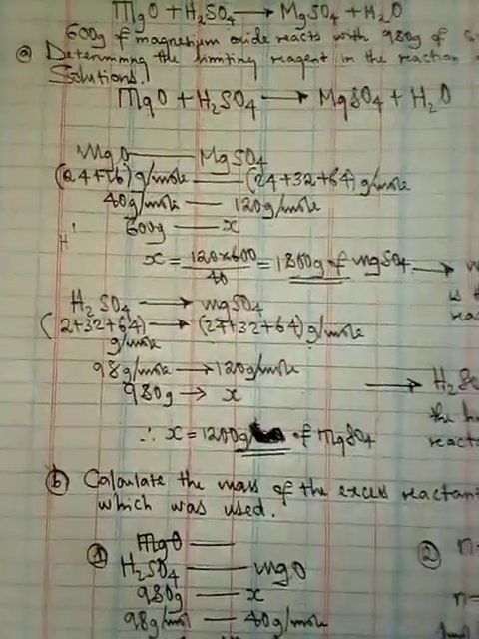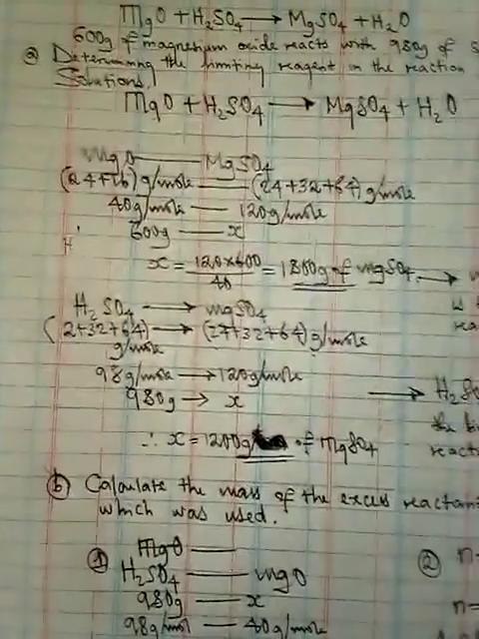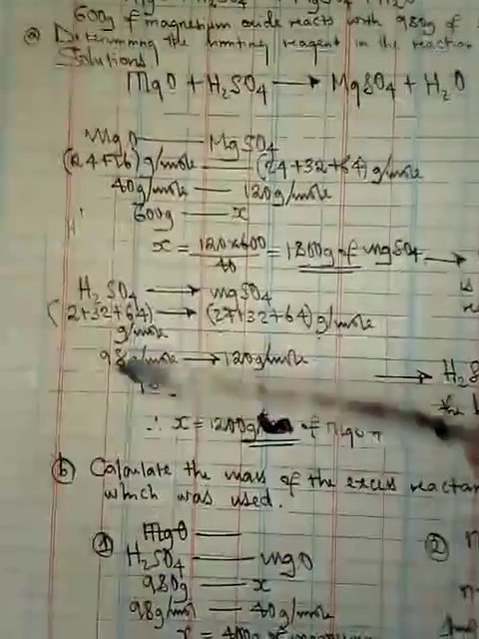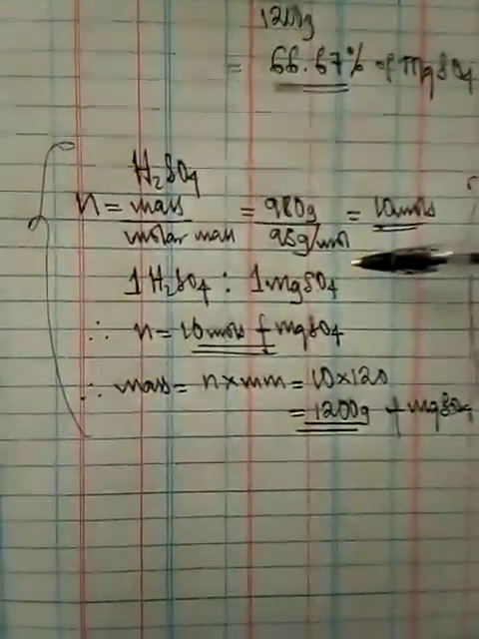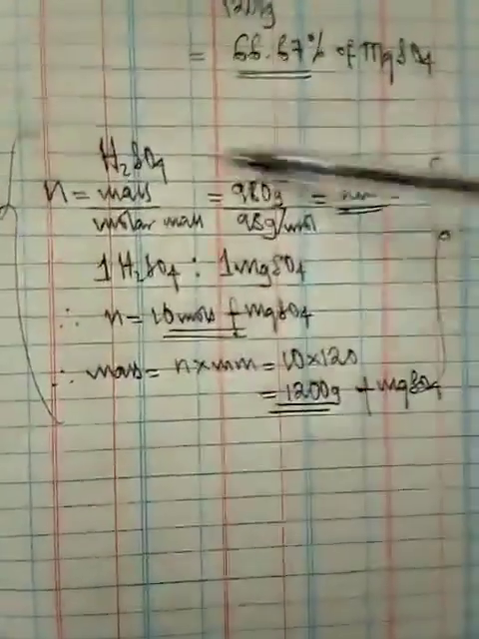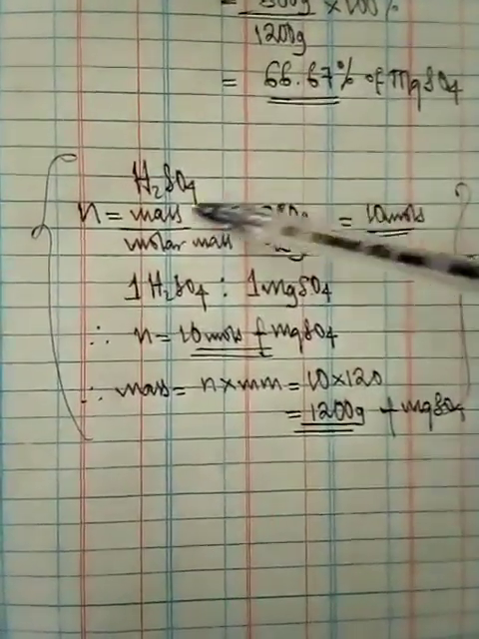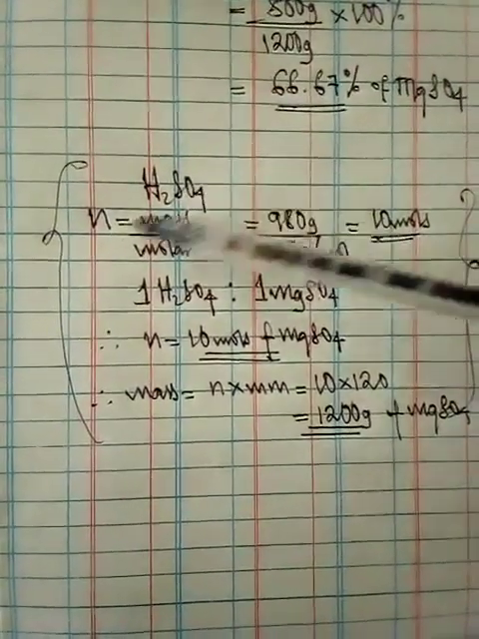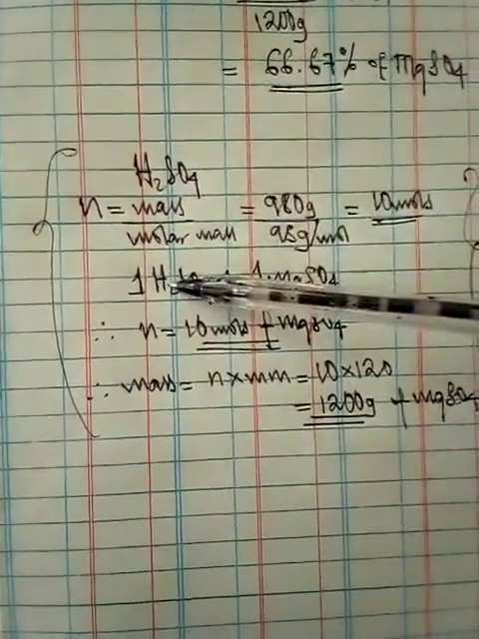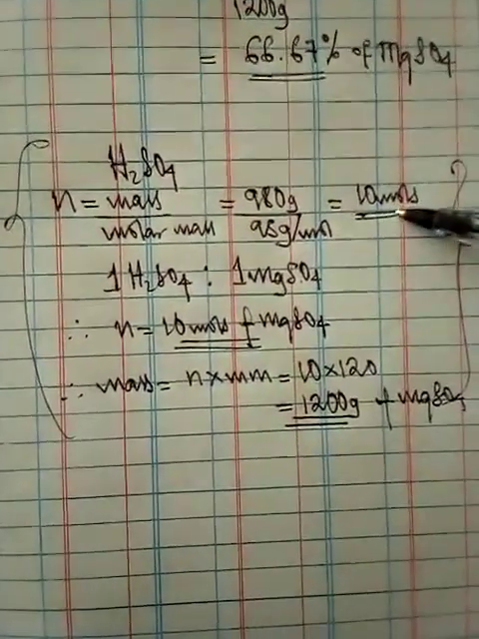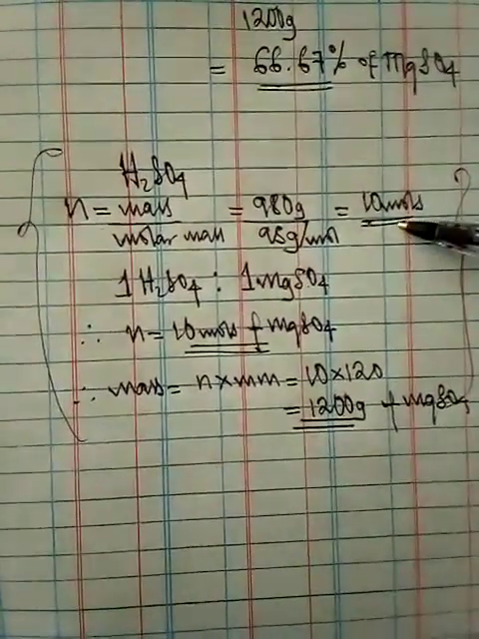But again, just to avoid repetition, this is not the only way. You can calculate the mass of the magnesium sulfate using your limiting reactant. This is also another way. That was the mass way. This is now the mole way. How? You can start by finding the number of moles of sulfuric acid, like we had done. So number of moles is equal to mass over molar mass: 980 grams over 98 grams per mole. Our value is just 10 moles. We have already established that.